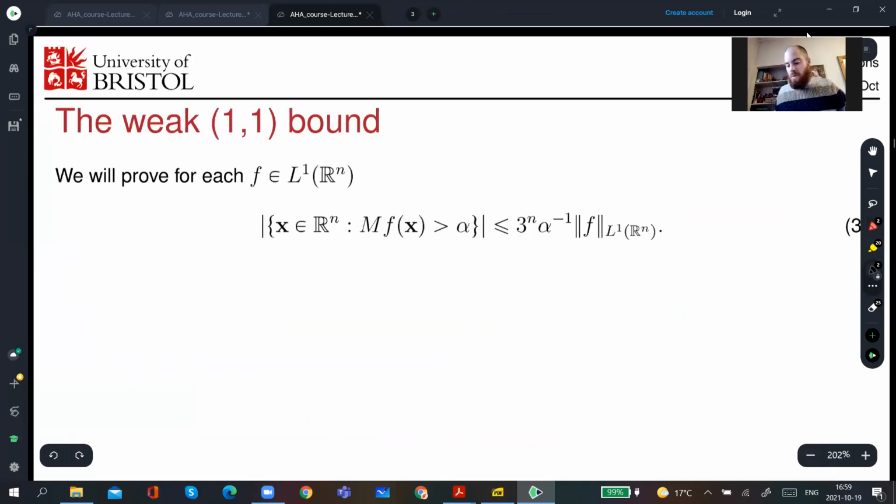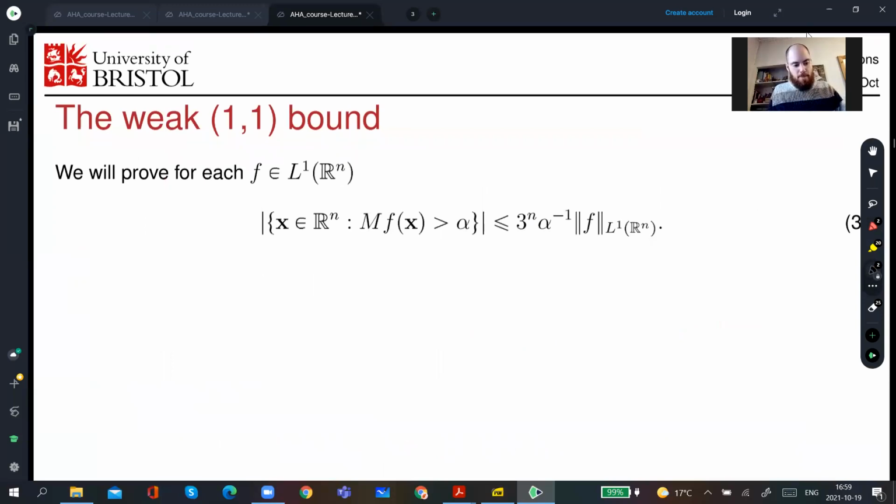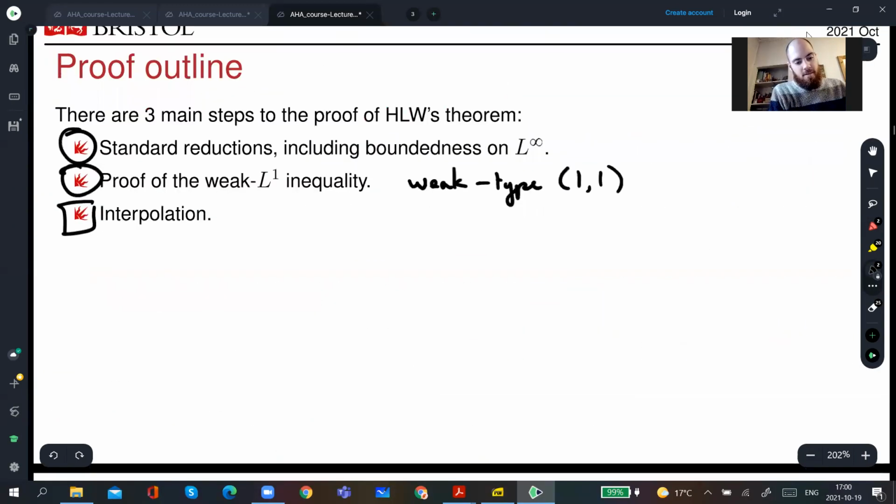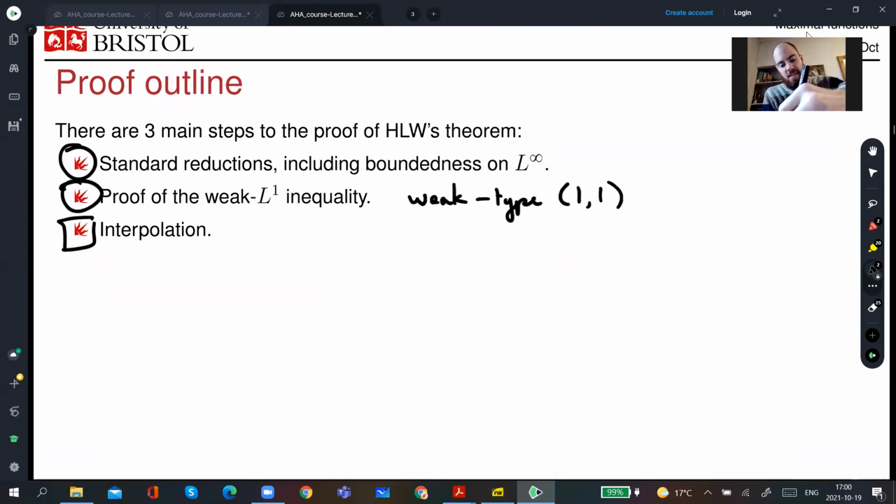Great, that brings us to the weak 1-1 bound. Now I'm going to make precise the constant that we need to have in our bound. Before, I was saying it's C_D, I was writing R^D, now I'm writing R^n, and the constant is going to be 3 to the n. Before, I didn't actually say, I need to include the boundedness on L infinity. That was supposed to happen right here. We have that.